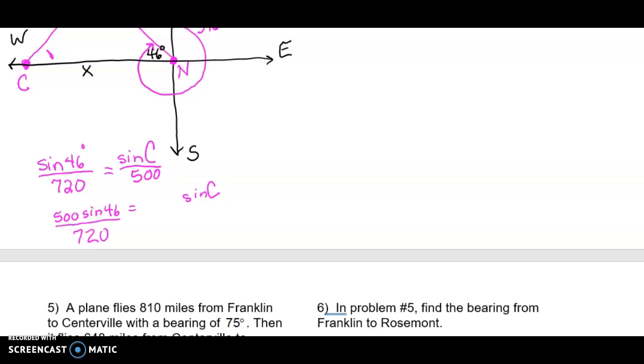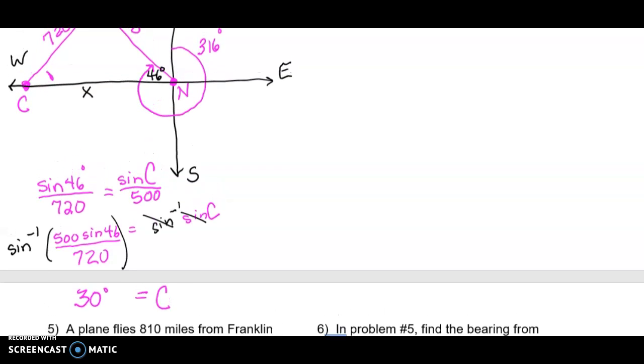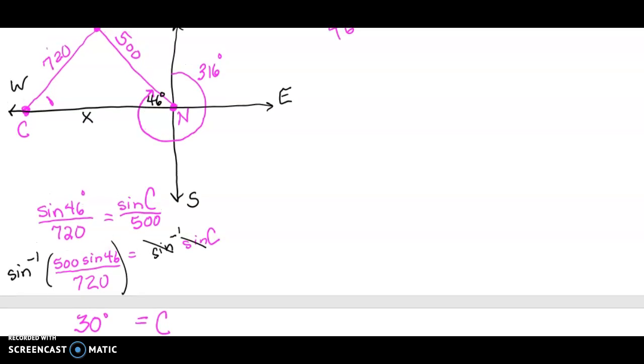Now to get rid of sine and find angle C, we're going to take the inverse of sine. So inverse sine cancels out sine. Of course, what we do to one side, we've got to do to the opposite side. So we'll take a calculator and find angle C, and I'm going to tell you it's 30 degrees. You can do the calculations in the calculator yourself. So angle C is a 30-degree angle.